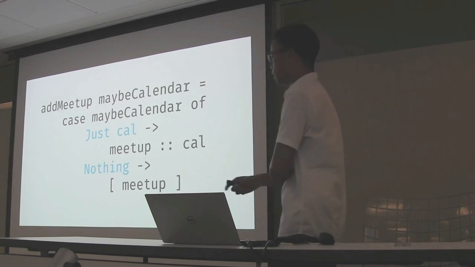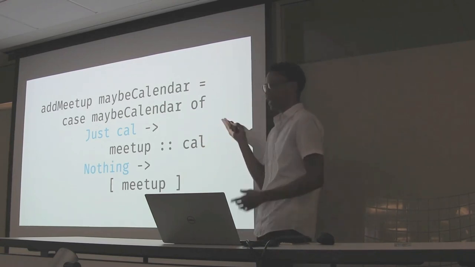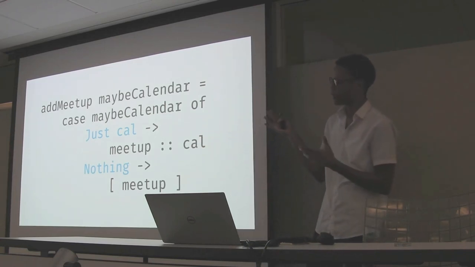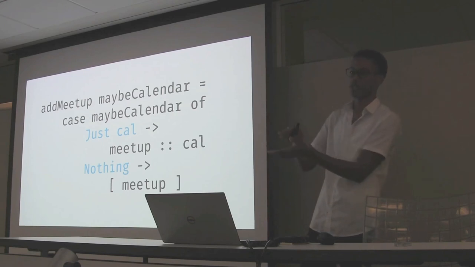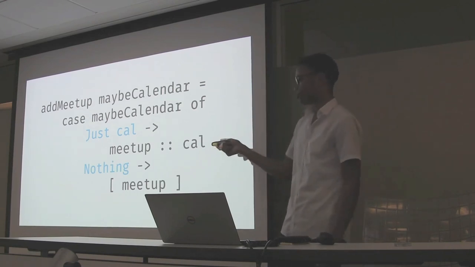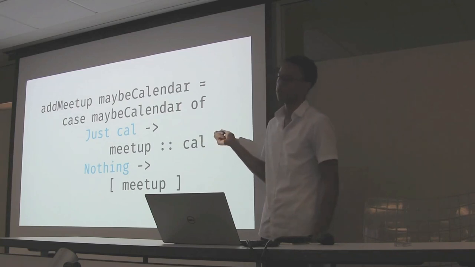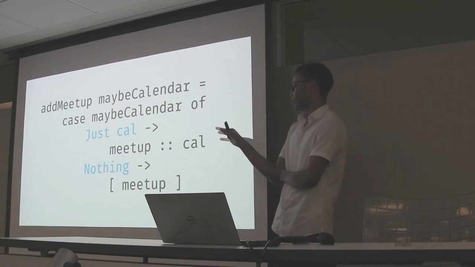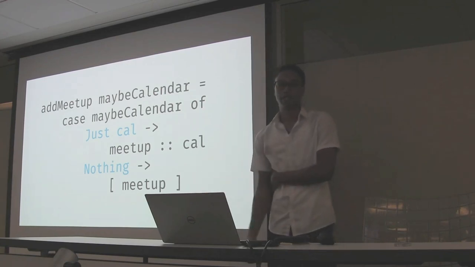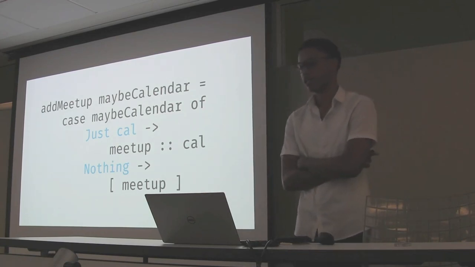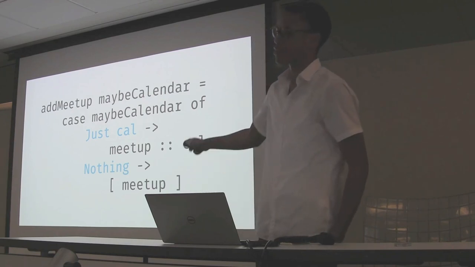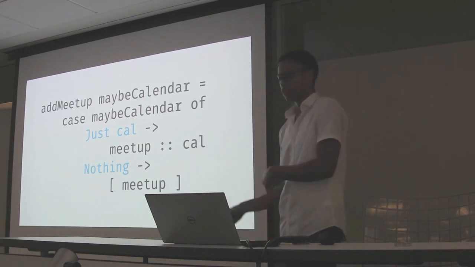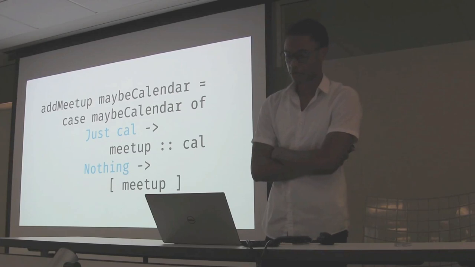If we get the calendar back, so if it's the Just branch of the Maybe, which means there's something inside it, then we'll do what we were doing before, which is prepend our meetup to the front of it. And if it's not, then we'll just return the meetup as the only thing in that list. So both branches return a list: one adds the meetup in front, and one returns the meetup as the entire list.